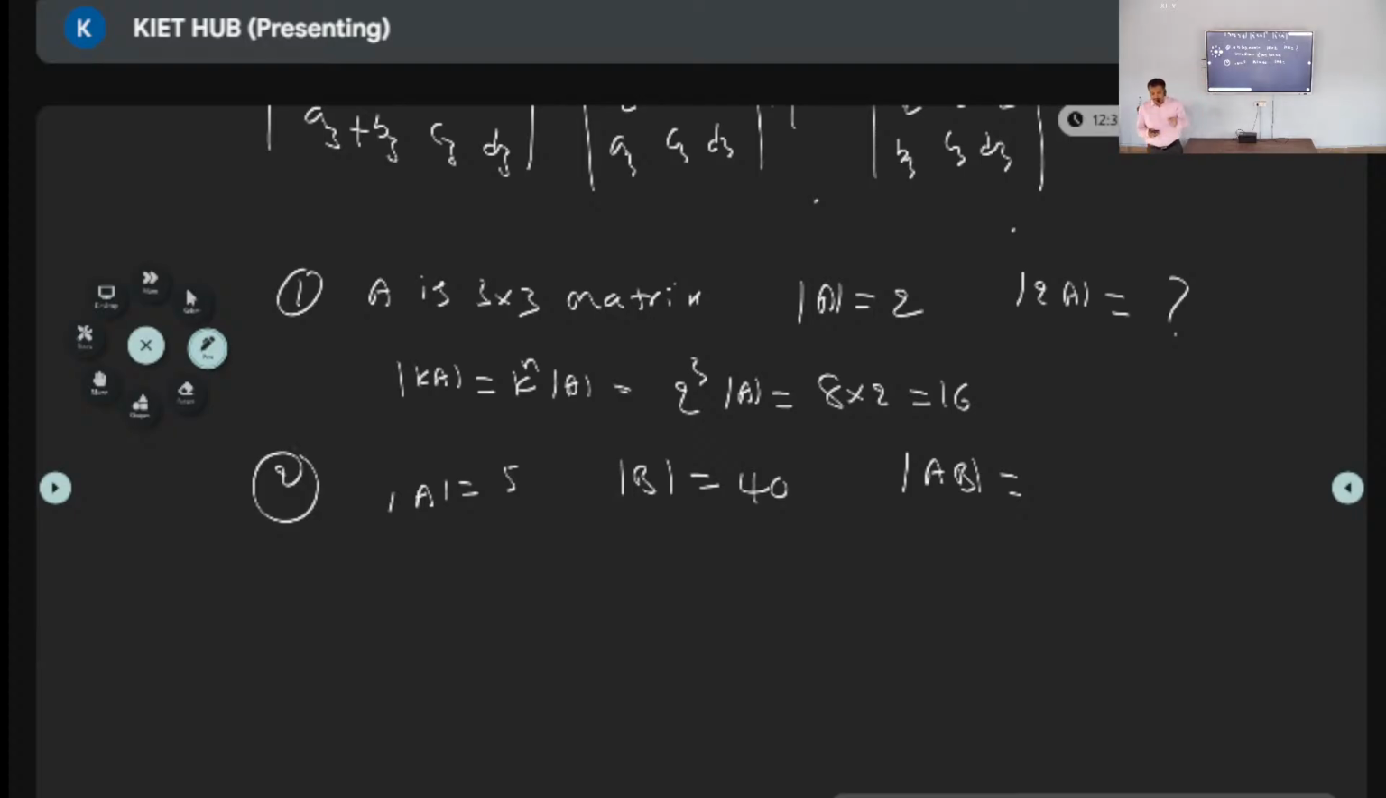Determinant of A is 5. Determinant of B is 40. Observe your property, determinant of AB. 200 is the answer, 5 into 40. 200 is the answer.